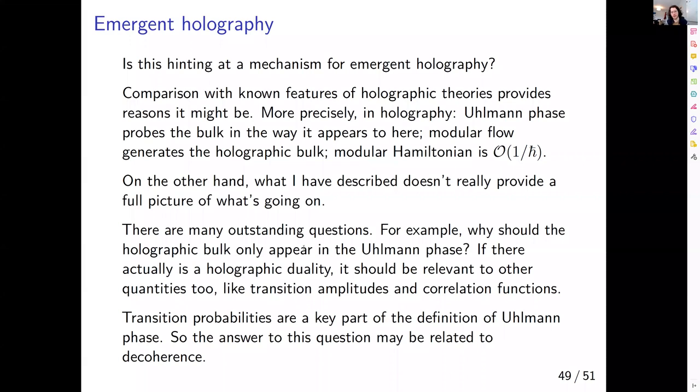So in order for the Uhlmann phase to be relevant to other quantities, there needs to be some reason for transition probabilities to be relevant to those quantities. And this is exactly what decoherence does. It causes the transition probabilities to play a role in the general dynamics of the system.